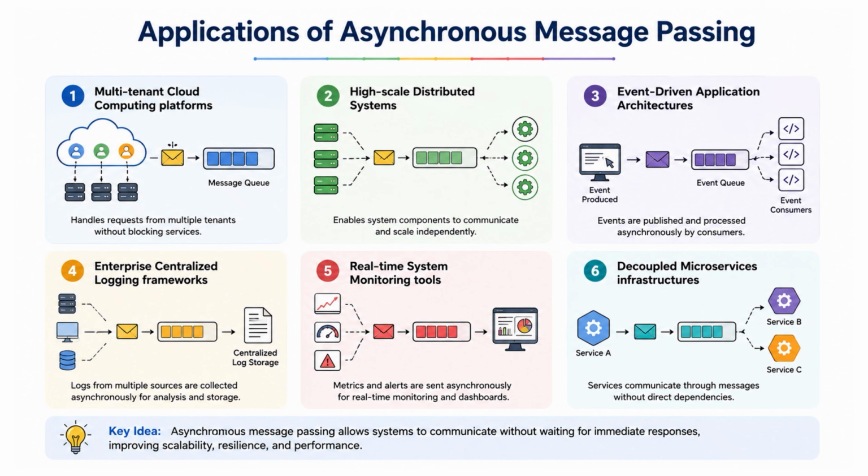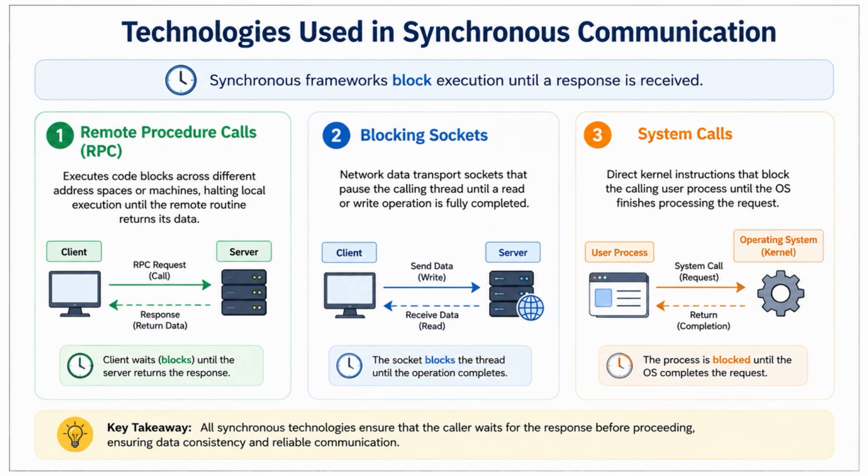Let's look at some technologies that use synchronous communication. One common example is Remote Procedure Call, or RPC. In RPC, one computer requests another computer to execute a function and waits for the result before continuing. Another example is blocking sockets. Here, a program pauses until the required network data is completely sent or received.